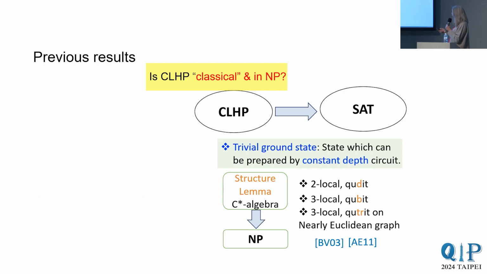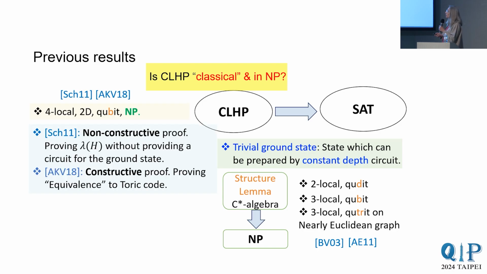And there are 2 important predecessors to this work that study a class of commuting Hamiltonians that include the toric code as a special case. So these 2 works study 4-local commuting Hamiltonians on a 2D lattice where there are qubits on the vertices of the lattice. Okay? And initially, there's a result by Norbert Schuch who shows that the problem is in NP.